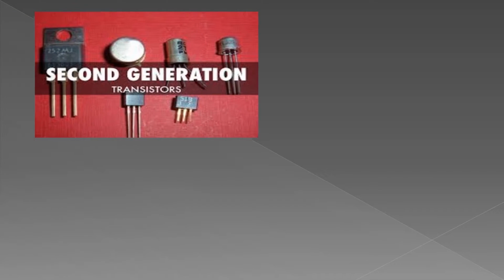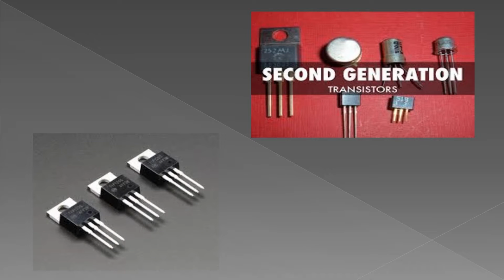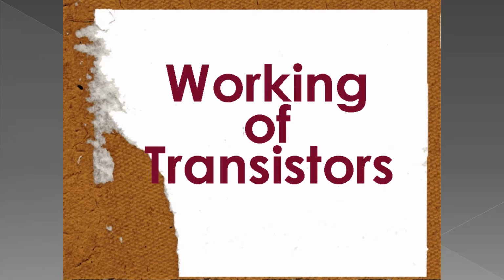They were used in second-generation computers and were smaller, faster, cheaper, and lighter in weight than vacuum tubes. You can see the working of a transistor on the screen.